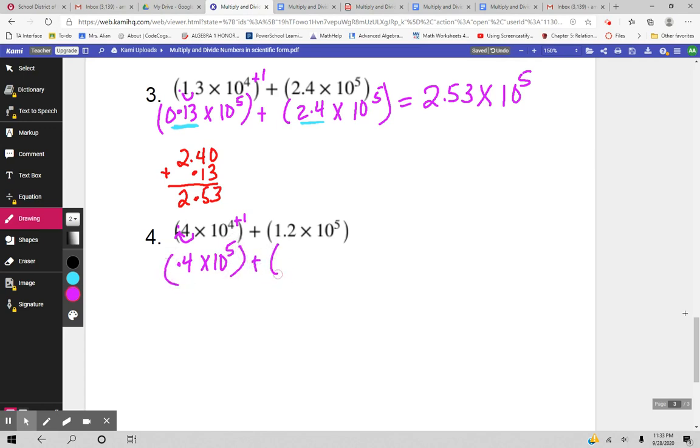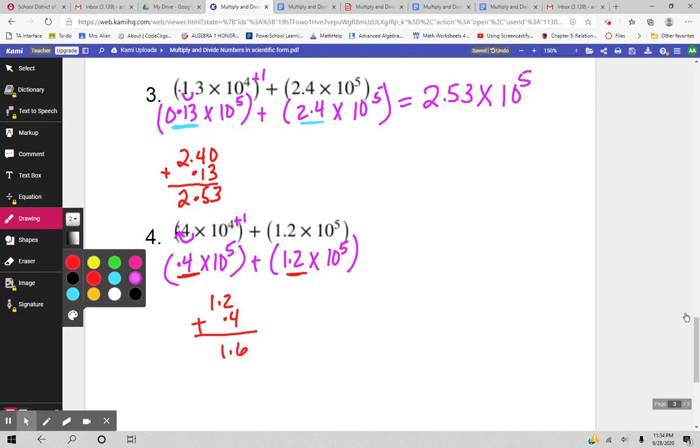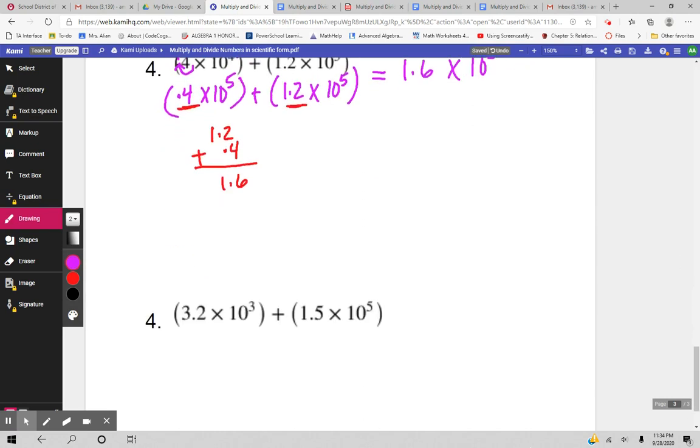plus 1.2 times 10 to the 5th power. Okay, now I can add these together. 1.2 plus 0.4 is 1.6. So I have 1.6 times the matching power, 10 to the 5th. All right, let's go to the next problem.